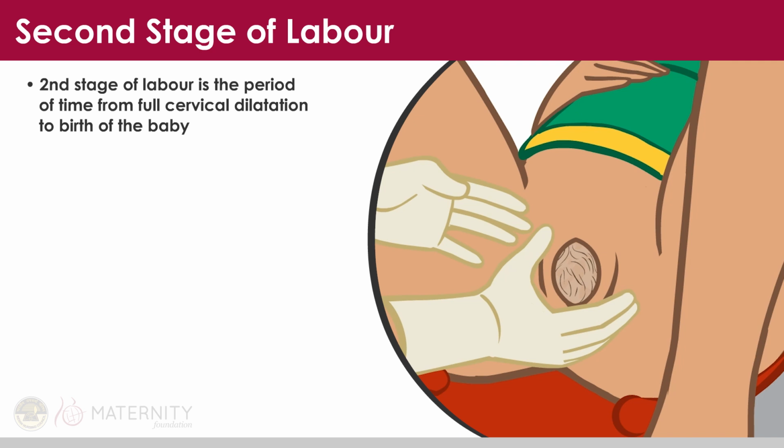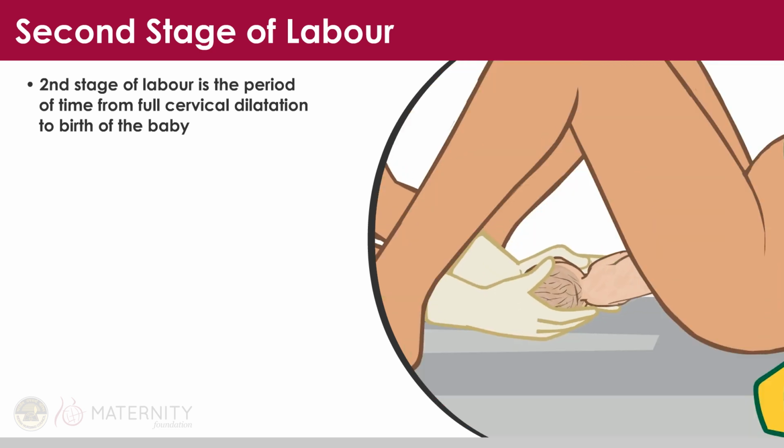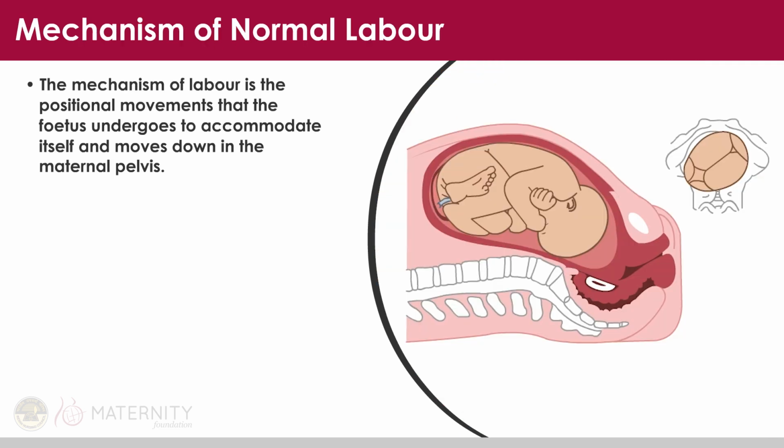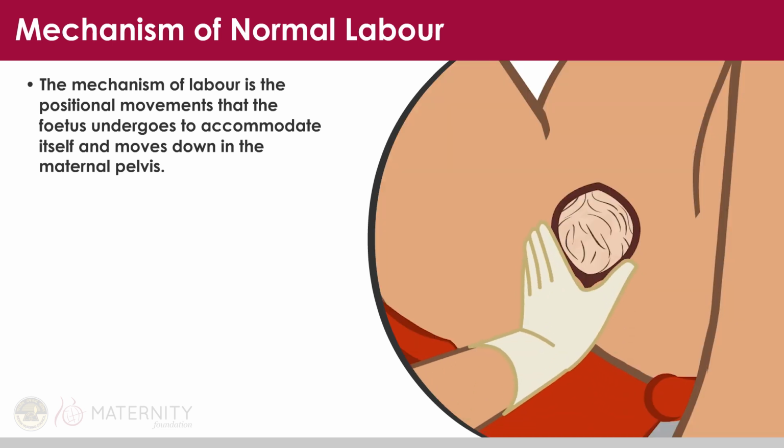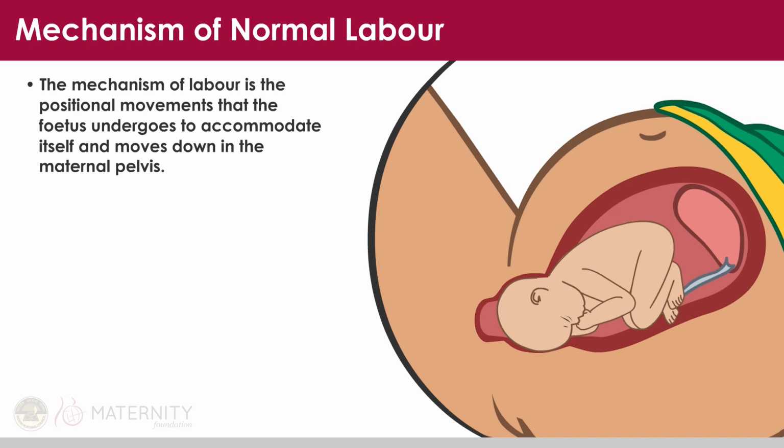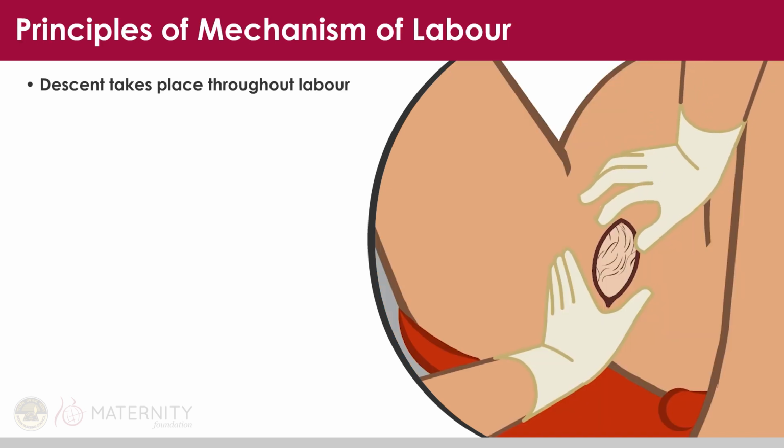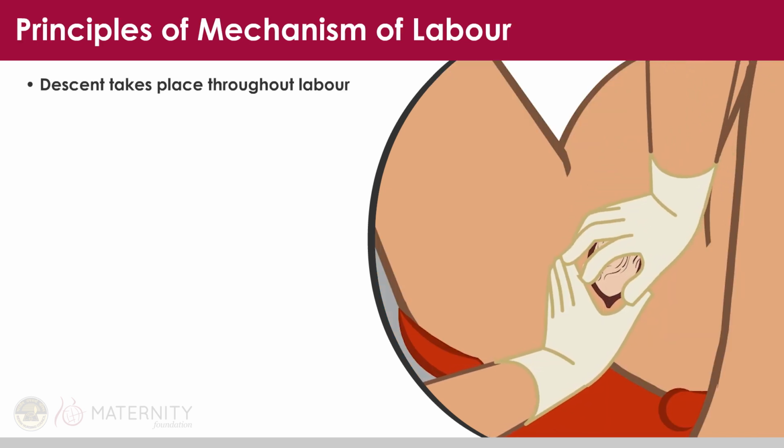Second stage of labor. Second stage of labor is the period of time from full cervical dilatation to birth of the baby. Mechanism of normal labor. The mechanism of labor is the positional movements that the fetus undergoes to accommodate itself and moves down in the maternal pelvis.